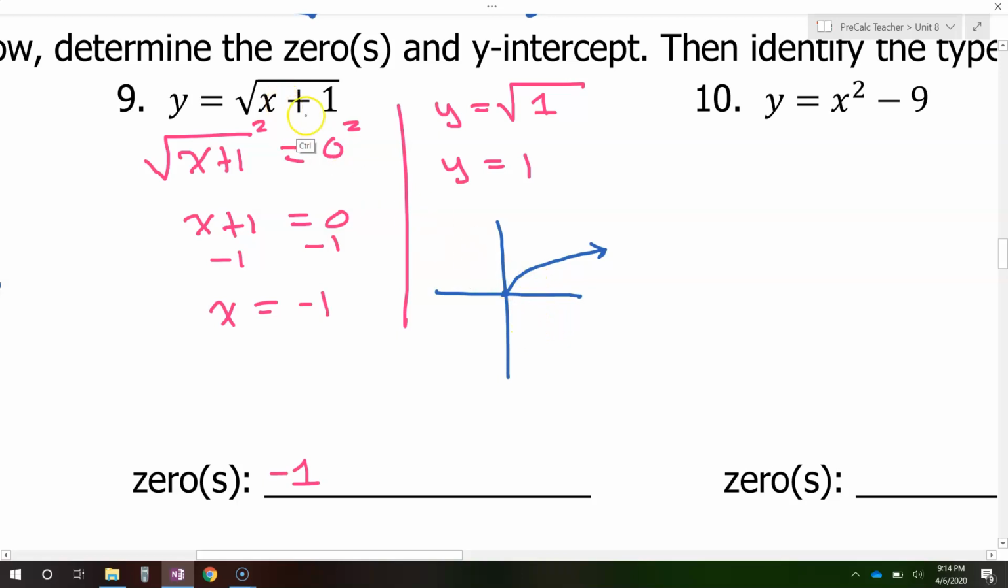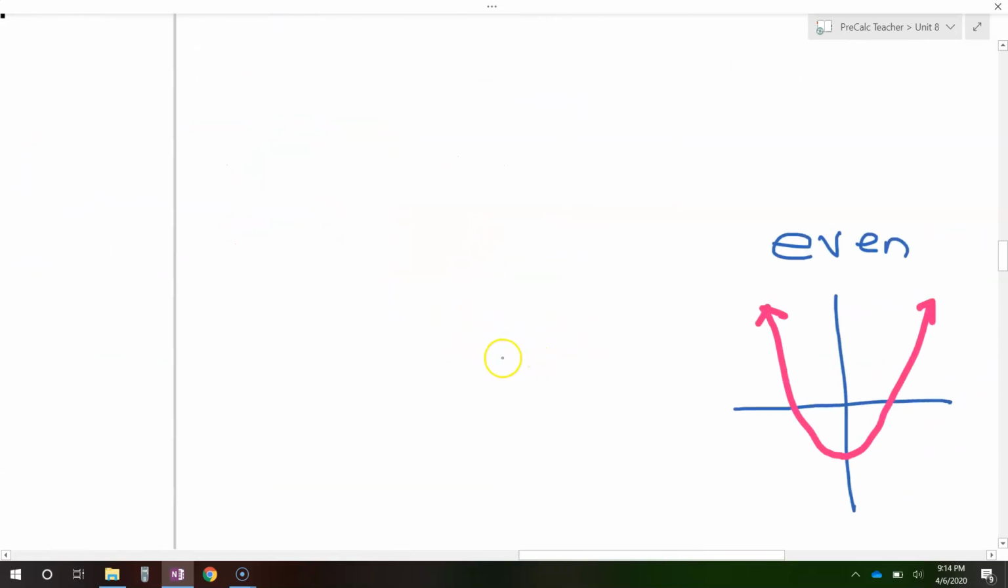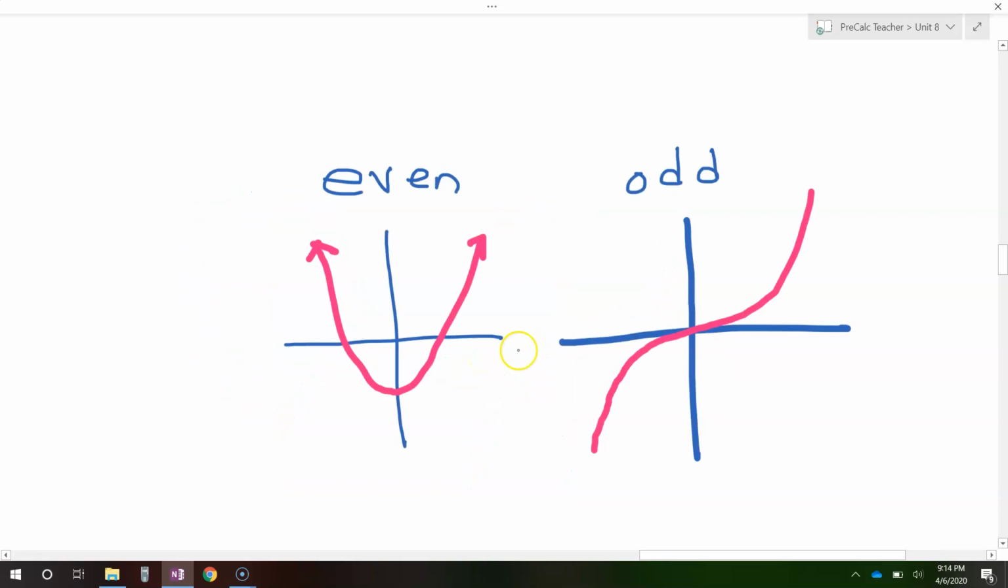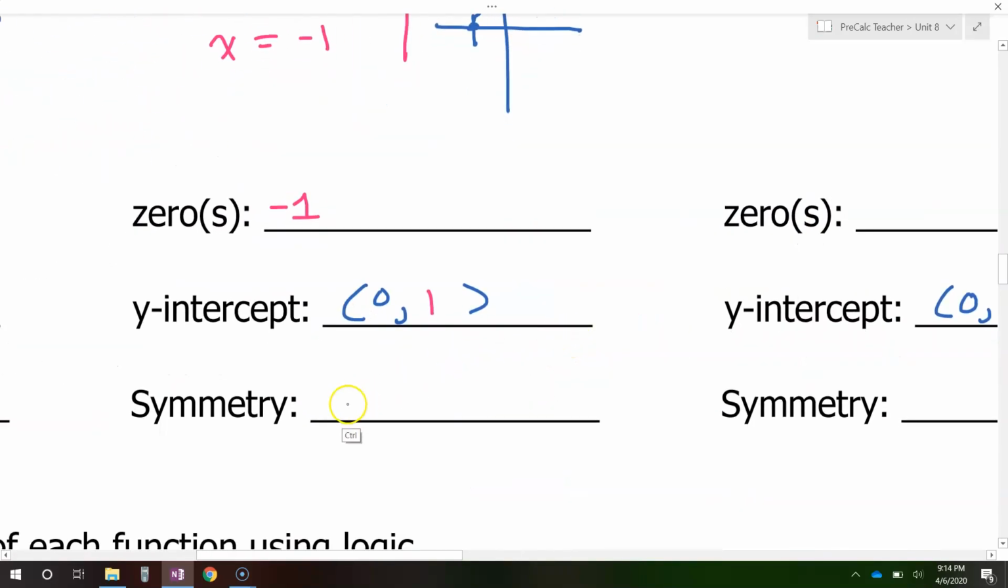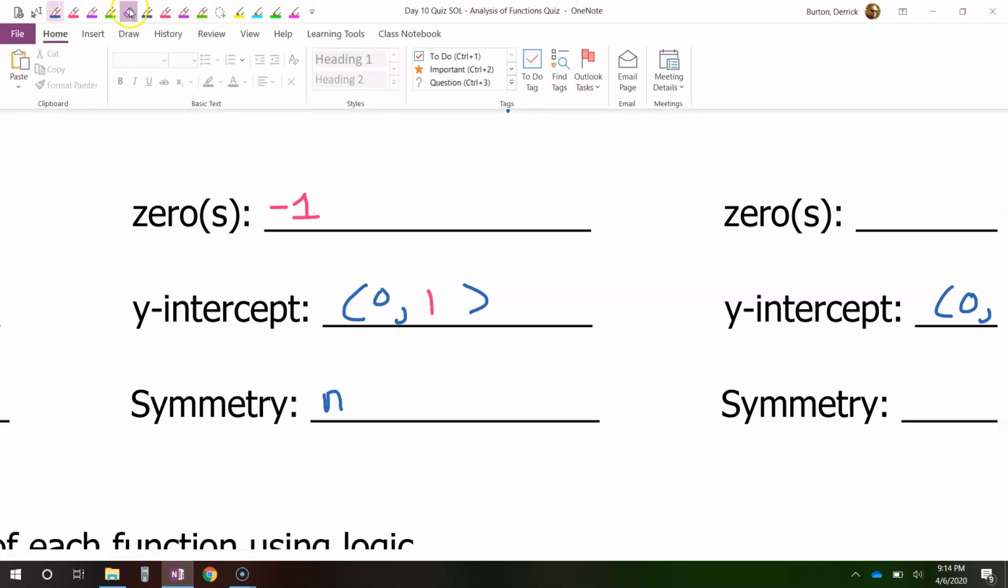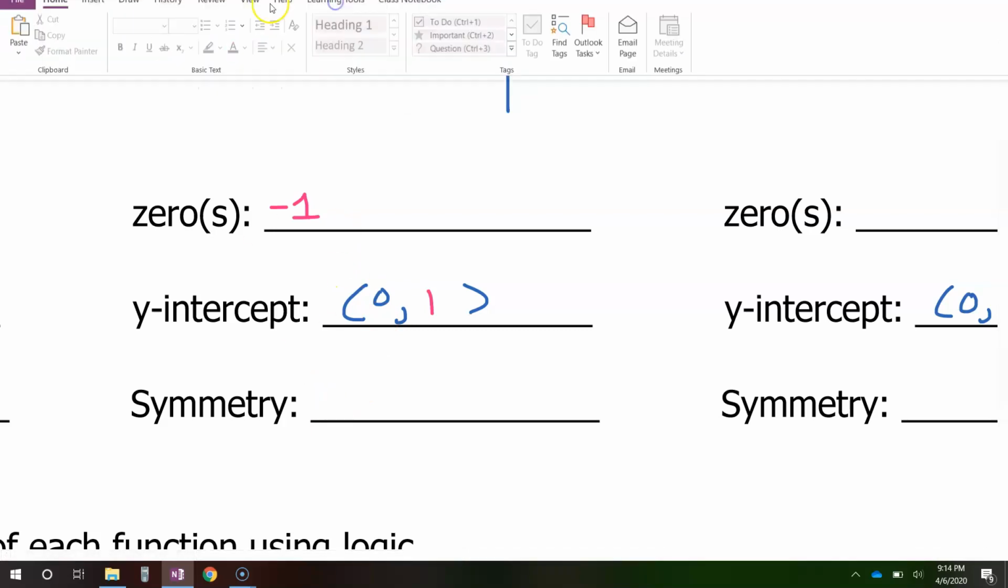So the fact that it is shifted 1 unit to the left isn't going to change that. If I take this and move it 1 unit to the left, this is what the graph is going to look like. It does not have either one of these symmetries. Based on what the graph looks like, we can say neither symmetry.